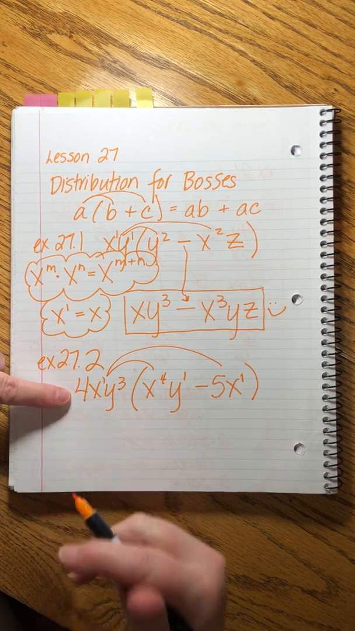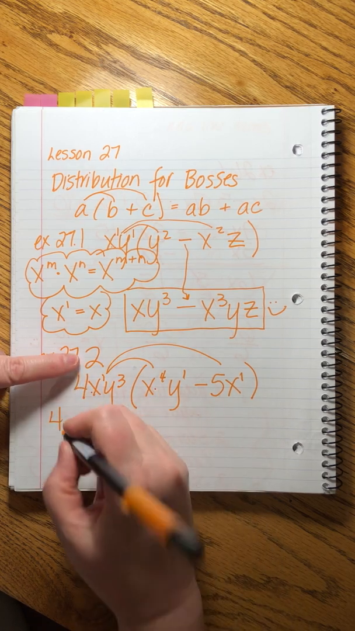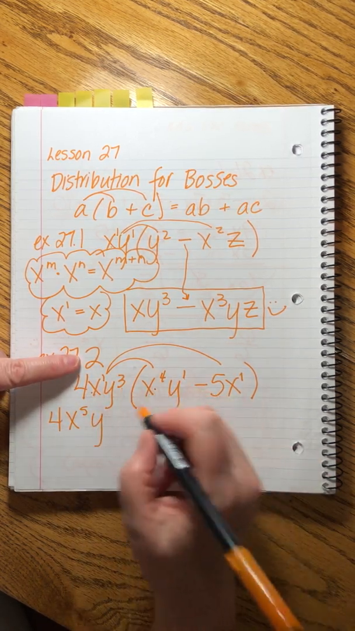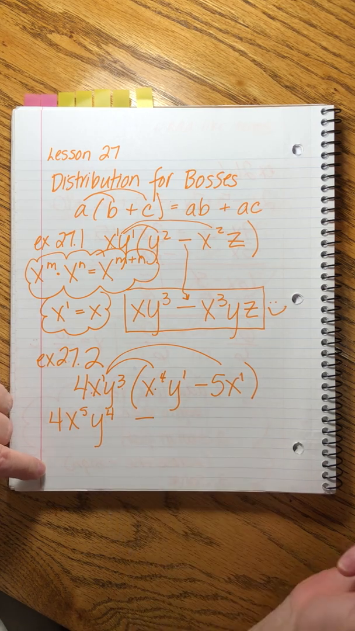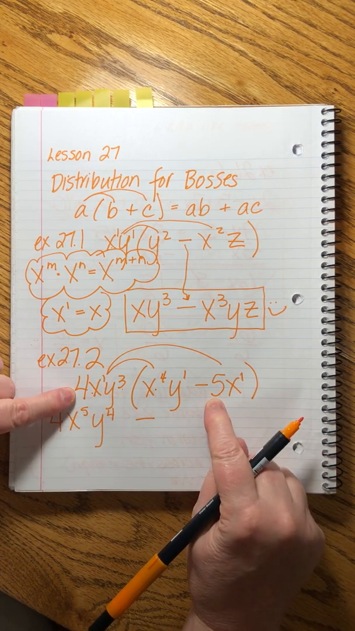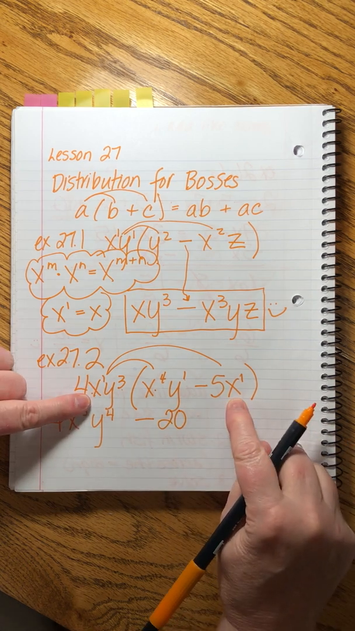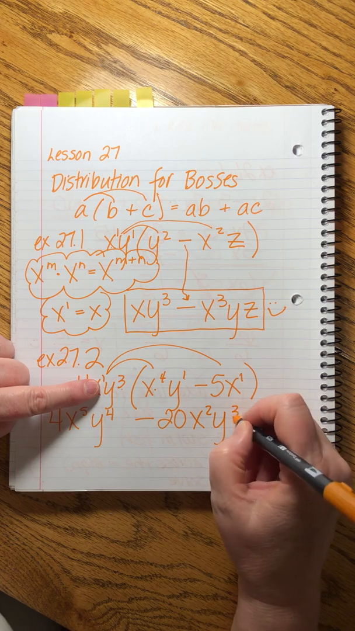Numbers first, there's just the 4. X, 1 plus 4 is 5. Y, 3 plus 1 is 4. Ooh, we had a lot to do on that one, didn't we? Minus sign stays the same. Now we multiply the numbers first. 5 times 4 is 20. X, 1 plus 1 is 2. Y stays the same.